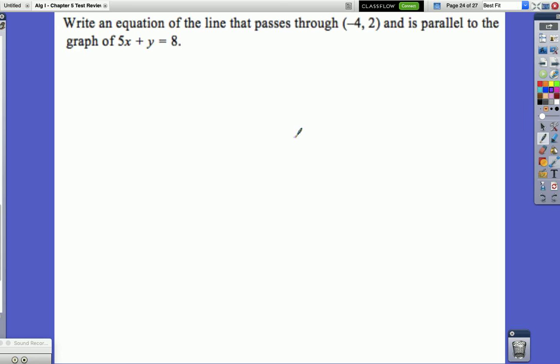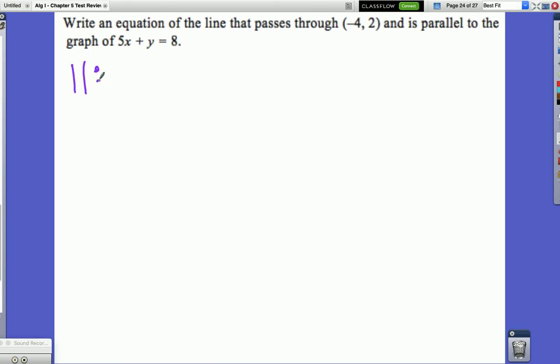Okay, this one says write an equation of a line that passes through the given point of -4, 2, and it's parallel to the given equation. So again, parallel lines, y equals mx plus b, m equals and b equals. So we just talked about the slopes of parallel lines have to be the same.